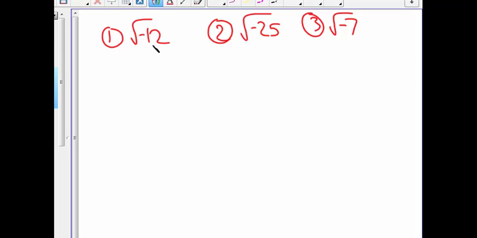All right, simplifying negative square roots. So -1 times 12. 12 is 4 times 3. We found that perfect square in 12. So the square root of 4 is 2, and the square root of -1 is i. So we have 2i radical 3.